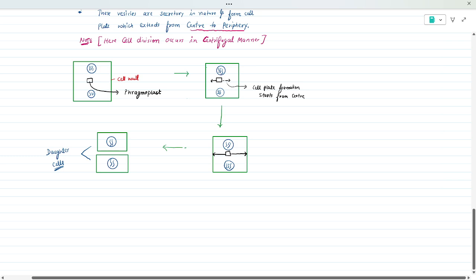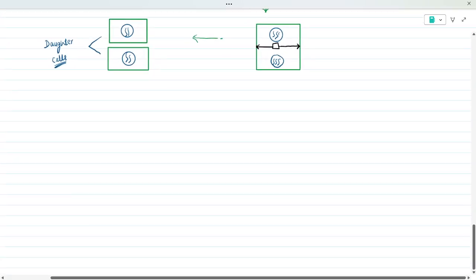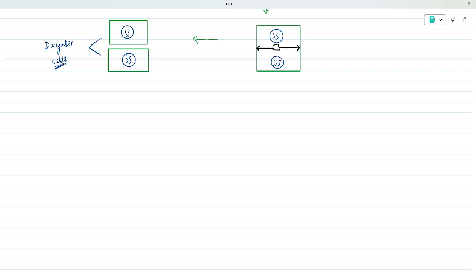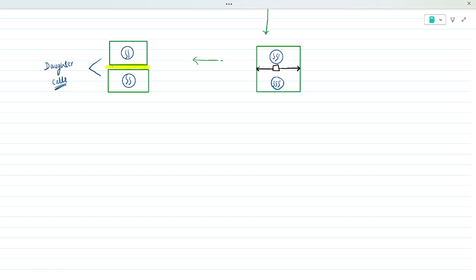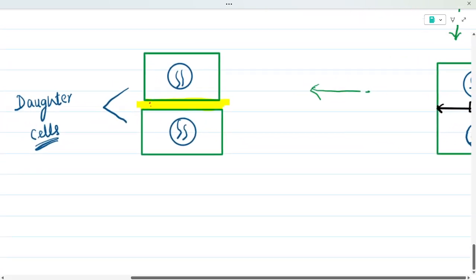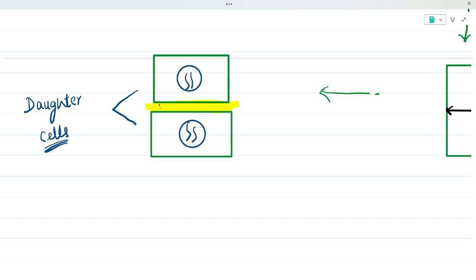But here is one point in your NCERT that is often confused or misunderstood by the students. In the case of plants, there is a cementing material present here. This cementing material is known as middle lamella, which is made up of calcium and magnesium pectates.